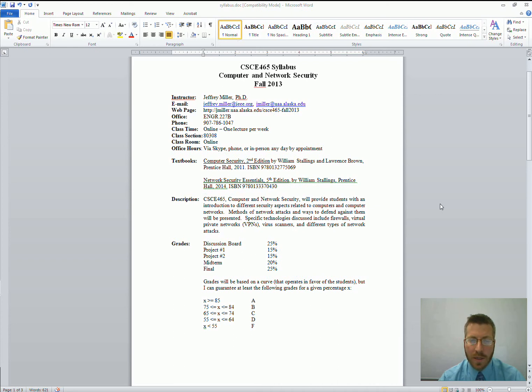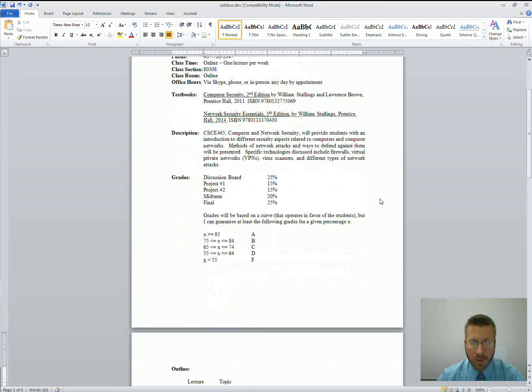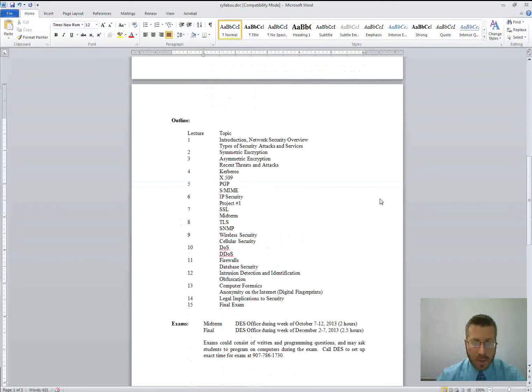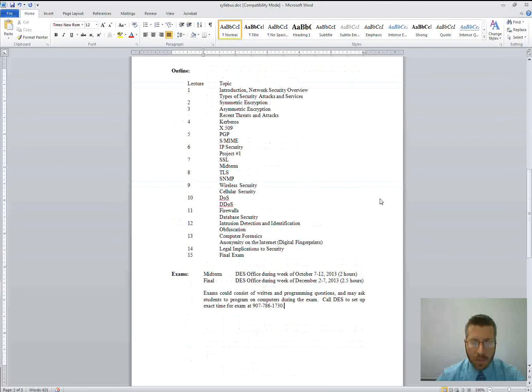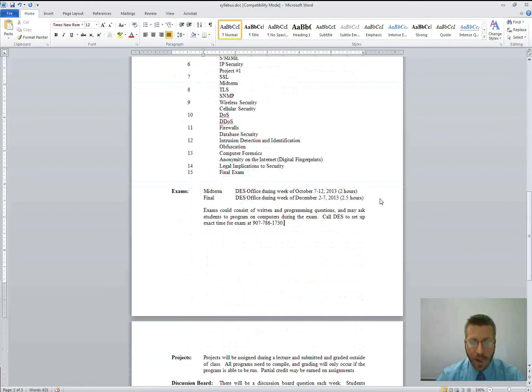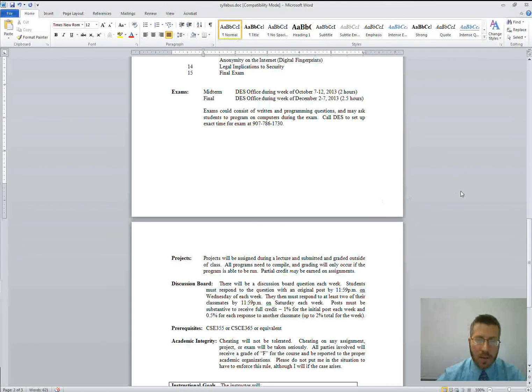The textbooks, we already talked about both of those. I have those listed here in the syllabus. Description of the class we went over. There's your grading criteria with the grading scale. There's a list of all of the lectures, again, that we saw. And here are your exam dates. So the midterm is going to be taken during the week of October 7th through 12th. And then the final will be taken during the week of December 2nd through 7th. So call DES, the number is right there on the syllabus again, 907-786-1730, and set up when you are going to go take the midterm and the final during those periods.